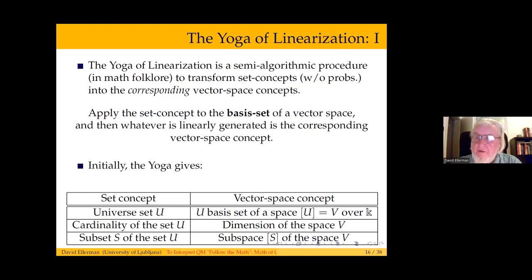And what it generates is the corresponding vector space concept. And that's the yoga. So you start with the universe set, which you, by definition, take as a basis set. So the subset, the square brackets here, just means generated over some field K. The cardinality of the subset corresponds to the vector space notion of dimension. This is all well-known mathematical folklore. Subset goes to subspace, obvious.